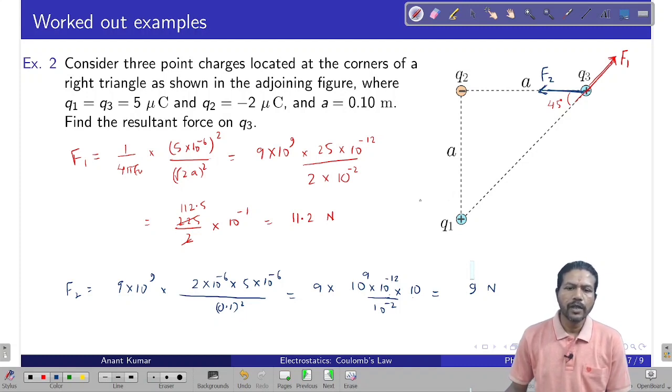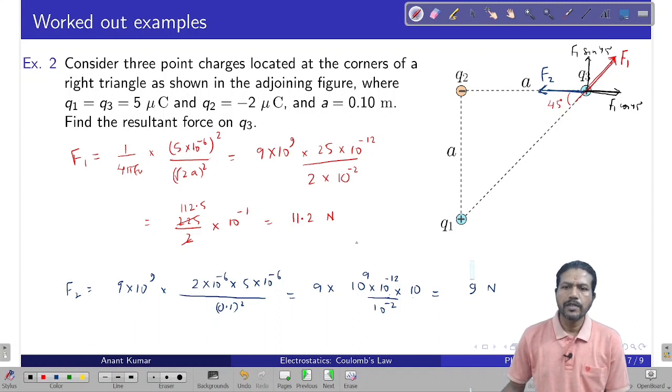And now we could obtain the net force on the charge Q3 as the resultant of these two forces. It is useful to find the resultant by breaking up the force F1 into two components. One will be the horizontal component, which I could consider as F1 into cos 45 degrees. The other one is the vertical component, which is F1 into sine 45 degrees.